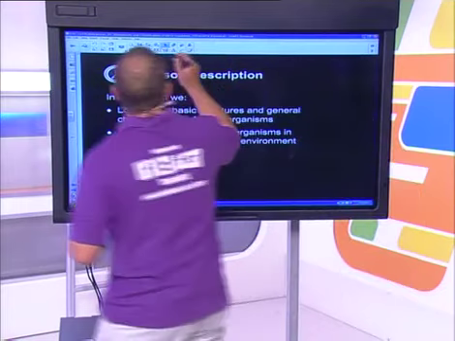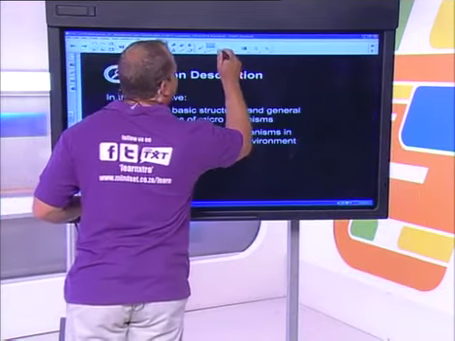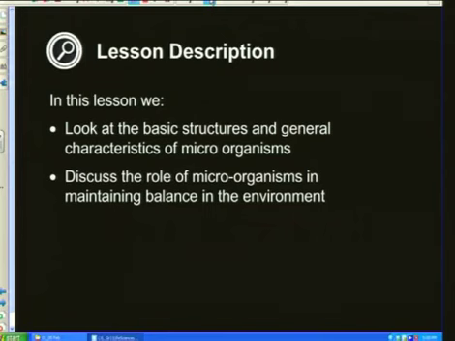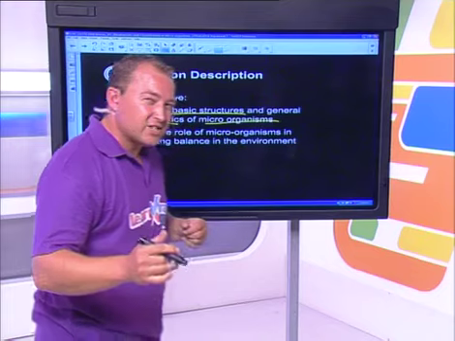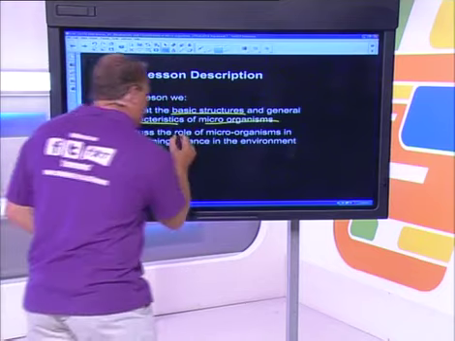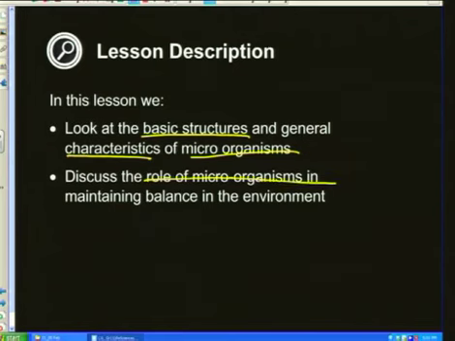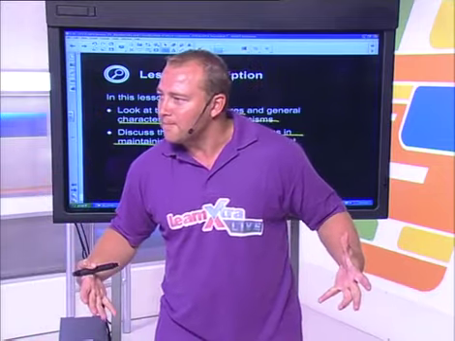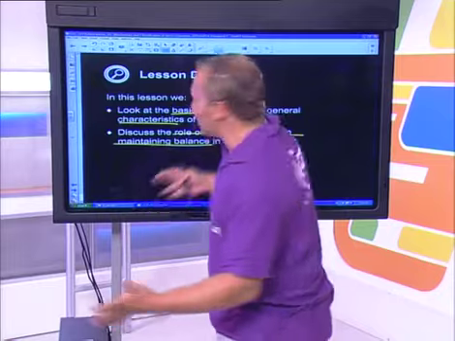Well, we're going to have a look at the basic structure and the general characteristics of microorganisms, right? So, we're going to try and run over that quickly because you've seen this all before. Then, we're going to discuss the role of microorganisms and the maintenance of a balance in the environment. Because remember, that's what everything wants to be, a balance. A beautiful balance. That's the point of it.